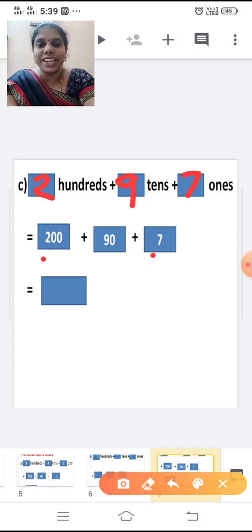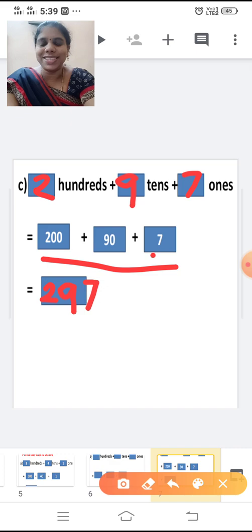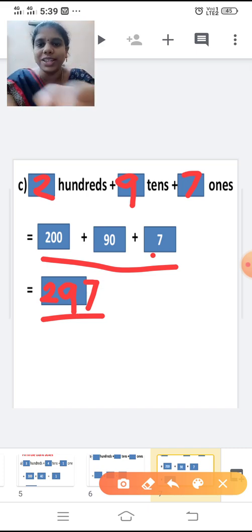Now shall we write this in the short form? Yes. For 200 the face value is 2, for 90 it is 9, and for 7 it is 7. So 2, 9, 7. 297. So the short form is 297. So how many hundreds do we have? 2 hundreds, 9 tens and 7 ones.